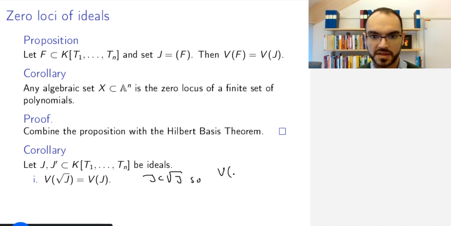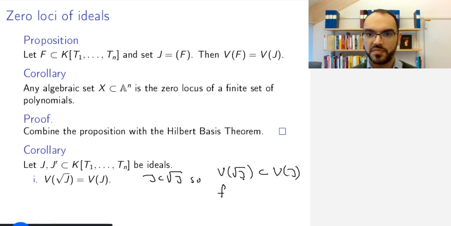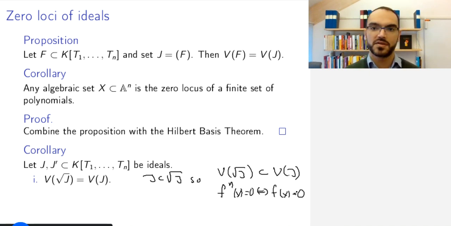So the vanishing set of the radical of J will be contained in the vanishing set of J. But since the radical contains functions some of whose powers lie in J, and f to the power n of x is equal to 0 if and only if f of x is equal to 0, it's the same condition on the vanishing set.